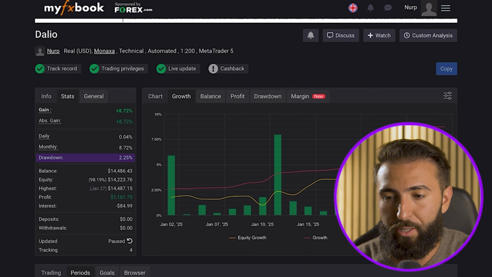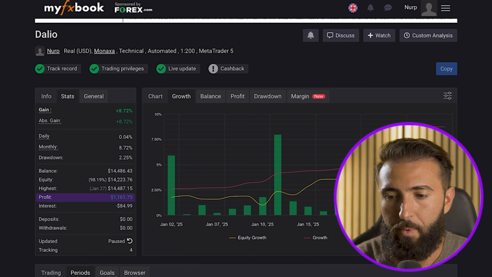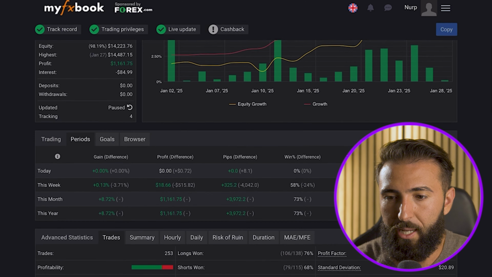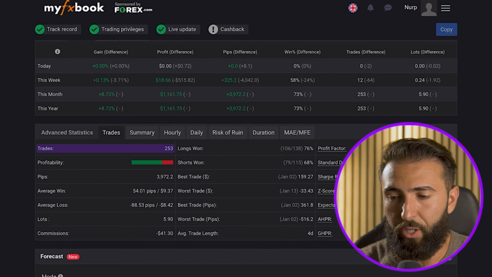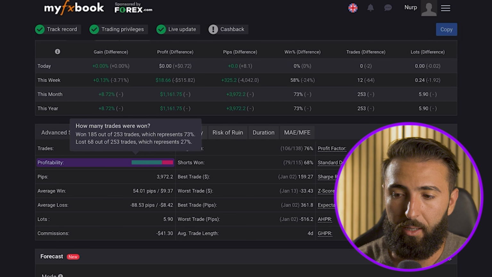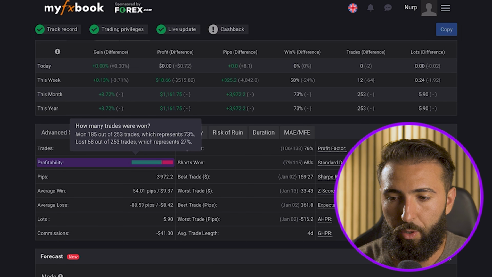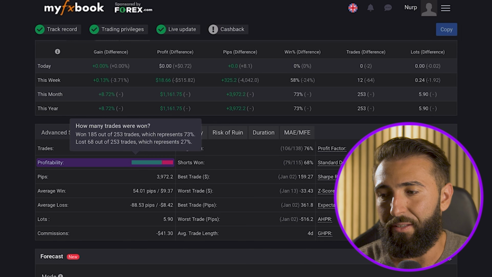Now my max drawdown for this month was at 2.25%. And the profit for this month is almost $1,200. Now if we scroll down, we could see a little bit more of the data. For the month of January, this software took 253 trades and it won 73% of them, meaning it lost 27%. So out of the 253 trades, it won 185 trades.